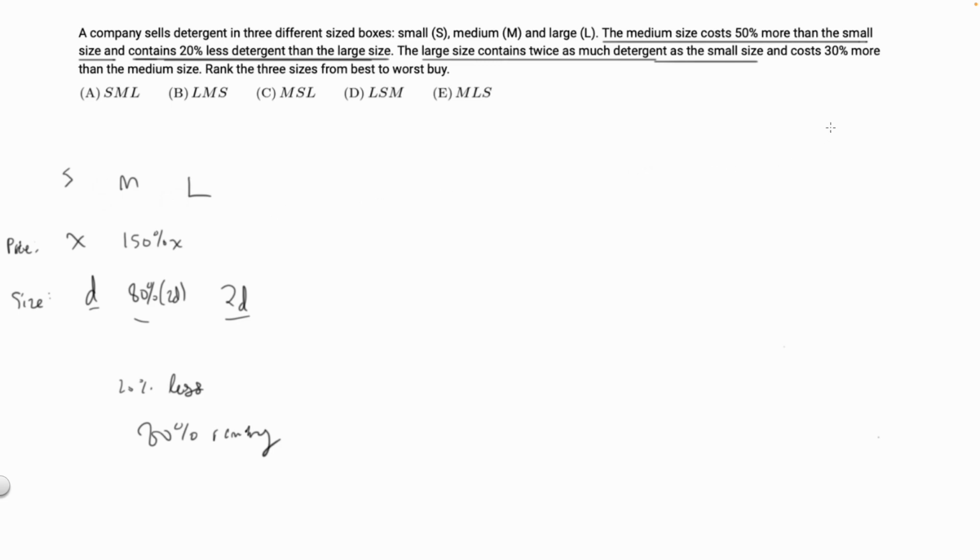And then the large size says it costs 30% more than the medium size. So the large size costs 30% more than the medium size. So from here we have the medium size, and it's going to be 30% more. To calculate how much more, it's going to be 30% of 150% of X, since that's how much more it's going to get, and that's the how much more plus the original. That's the original.